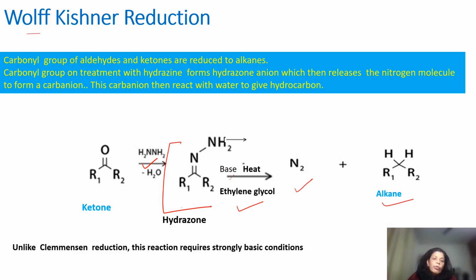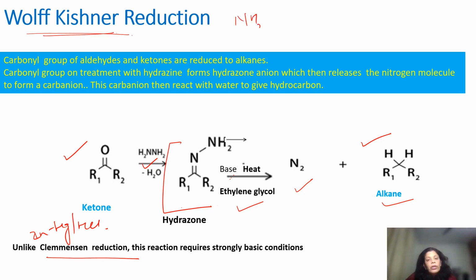When we compare the Wolff-Kishner reduction reaction and the Clemmensen reduction reaction, both are similar in terms of the reactant and product. The only difference is that the Clemmensen reaction takes place with zinc amalgam in presence of HCl, whereas for the Wolff-Kishner reaction we take hydrazine, that is NH2NH2.